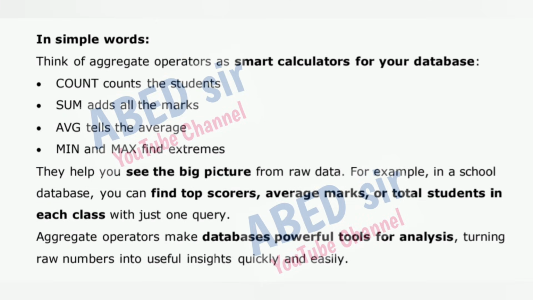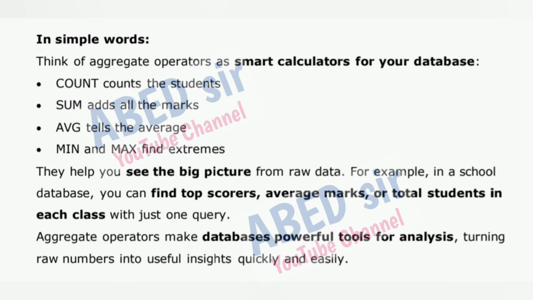In simple words, think of aggregate operators as smart calculators for your database. Count counts the students. Sum adds all the marks. Average tells the average. Min and max find extremes. They help you see the big picture from raw data.